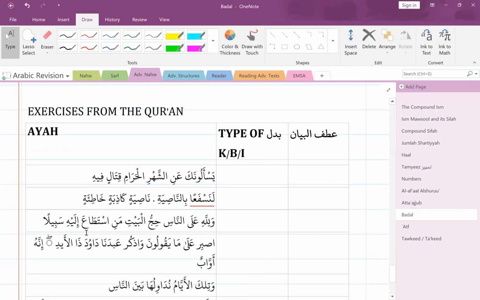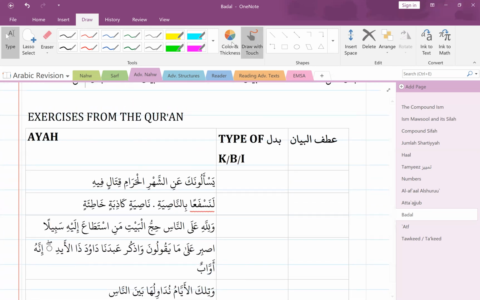Okay, so let's look at some exercises from the Quran. If you want to participate as usual, just raise your hand and we can proceed. Great. So we have Fauzia. If anybody else wants to participate, let me know as well. So Fauzia, we'll start with you.